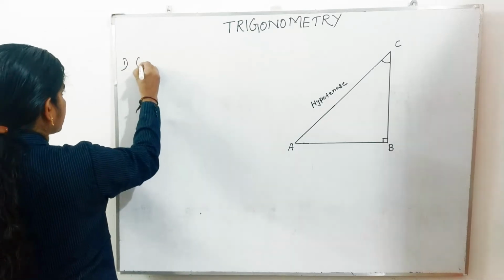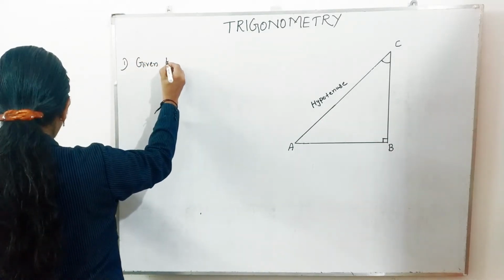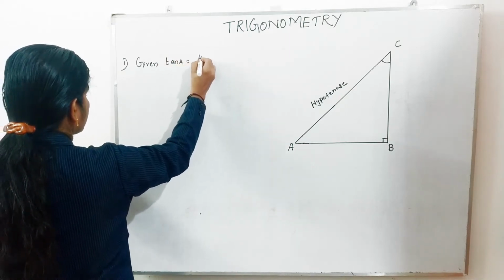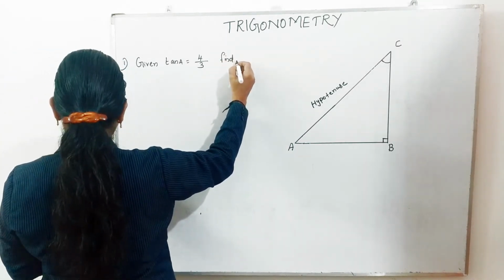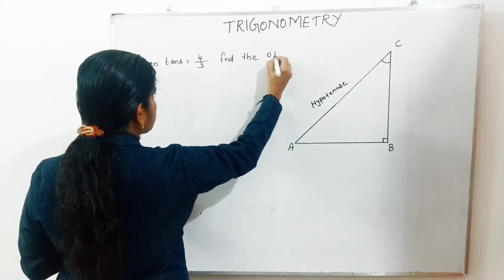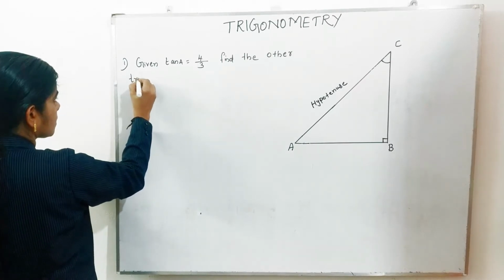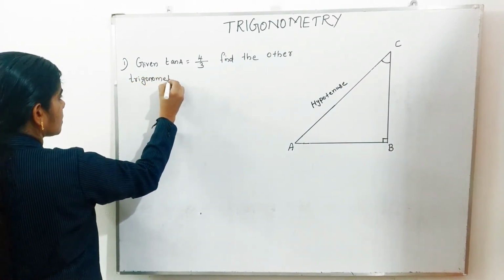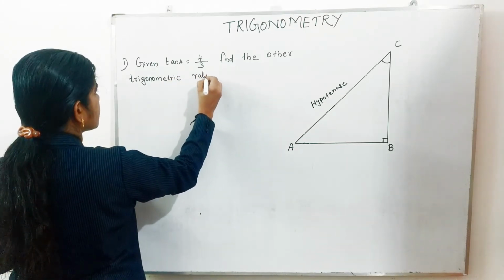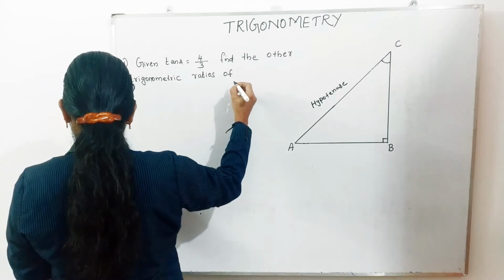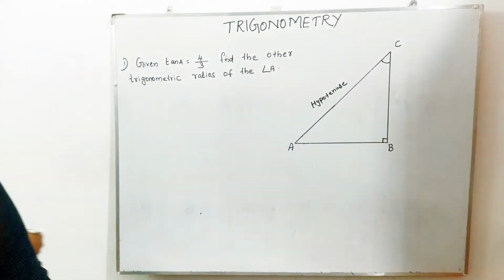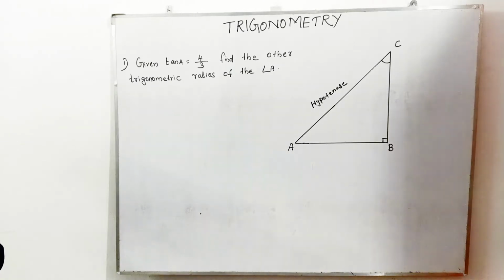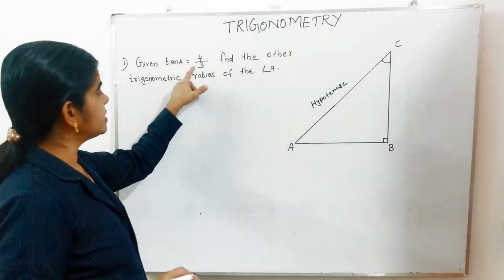First question: given tan A is equal to 4 by 3, find the other trigonometric ratios of the angle A. This is the question. Tan A is given as 4 by 3.